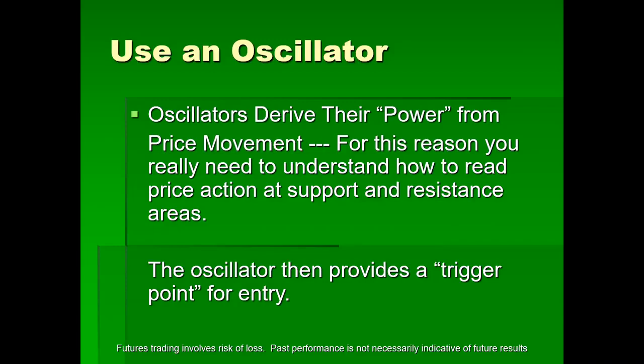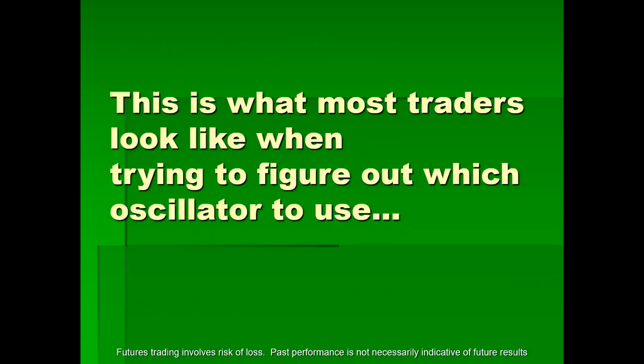Now, when we talk about an oscillator, we understand that oscillators derive their power from price movement. So for this reason, you really need to understand how to read the price action, especially at support and resistance areas. The oscillator then provides you a trigger point for entry. Okay? Now, this is what most traders look like when they're trying to figure out which oscillator to use, or they just want to act like, hey, I know this is it. This is the best thing to use.